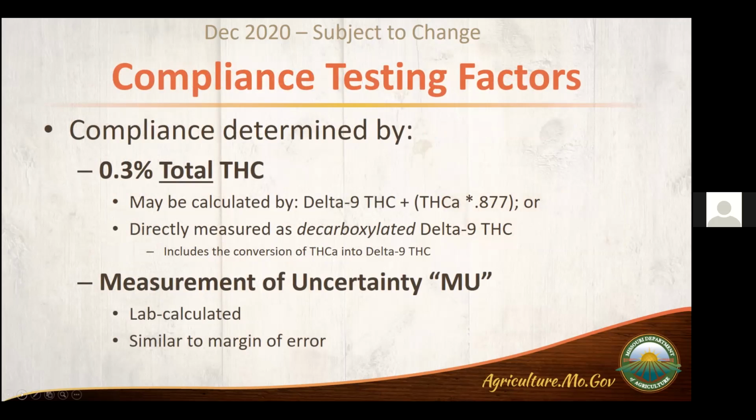In Missouri, compliance is determined based on total THC, specifically 0.3% of total THC. Total THC is a combination of two compounds, delta 9 THC and THCA. One method of obtaining this figure is to calculate the potential total THC. This is done by measuring delta 9 THC and THCA separately, then adding 87.7% of the THCA measurement and the full delta 9 THC measurement. This calculation accounts for the conversion rate of THCA into delta 9.